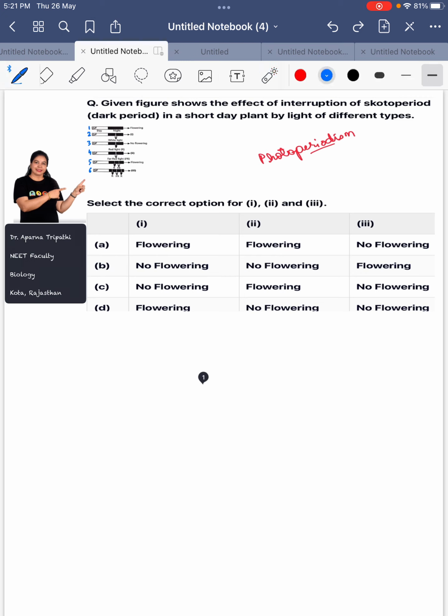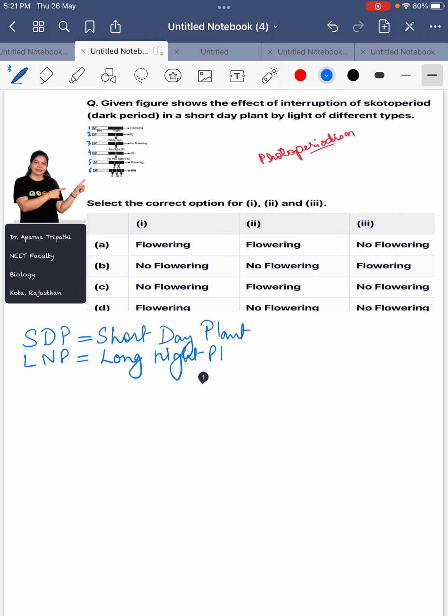First of all, we have to know about the type of plant. The type of plant is SDP, meaning short day plant. Now what are short day plants? Short day plants are those plants which require a continuous extended critical dark period for their flowering. These plants are also called long night plants, LNP. So long night plants and short day plants are the same plants.